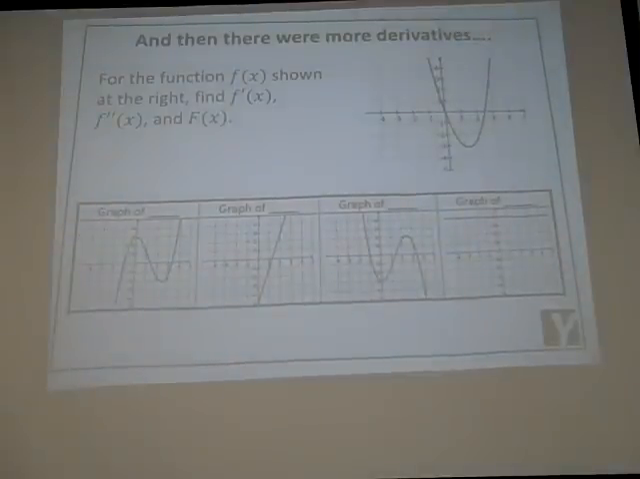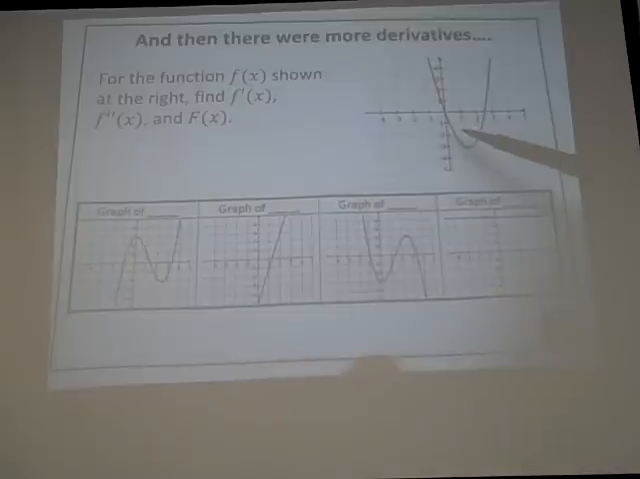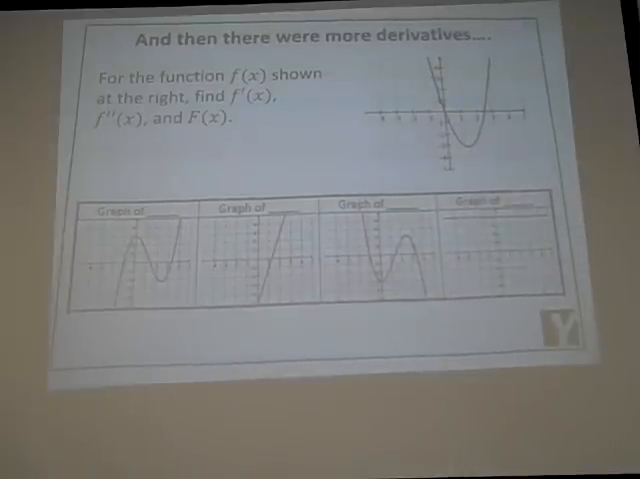All right, so what we have now is the graph of a function, and your job is to find which of these four curves down here will be the derivative of this function, and then which one will be the derivative of the derivative, so the second derivative, and which one is the antiderivative. So let's go through that process together.